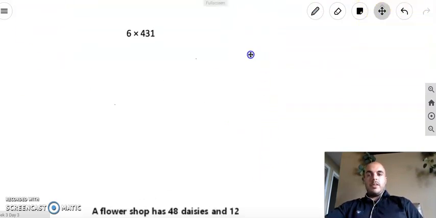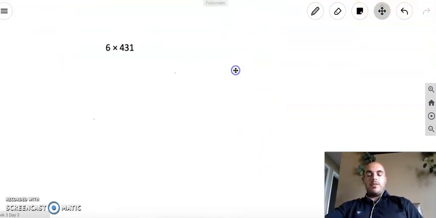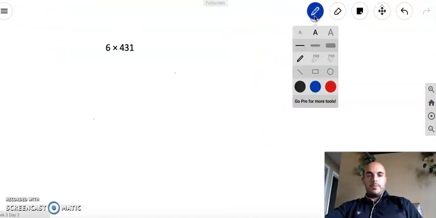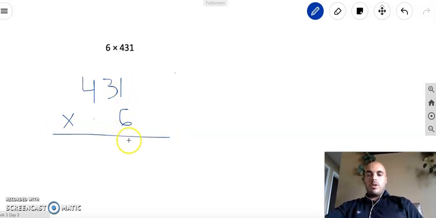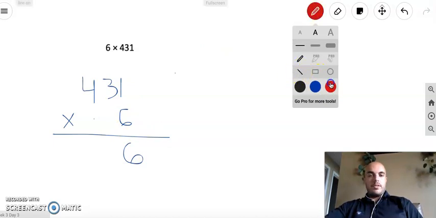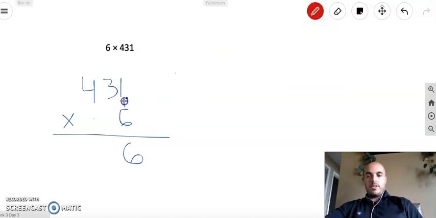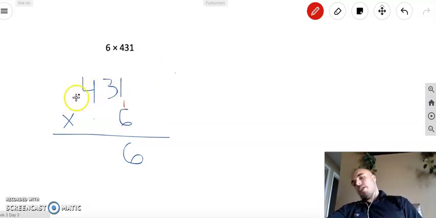Let's scroll down and look at something a little more complex. Let's look at our 3-digit by 1-digit multiplication. So 431 multiplied by 6. Okay, 6 times 1 is 6. I should probably draw my lines for you guys so you can see how we move these numbers in order. Notice that I'm starting with the smallest place value and moving up. You don't want to start with the 4 and move left or right. You want to start at the right and move left.